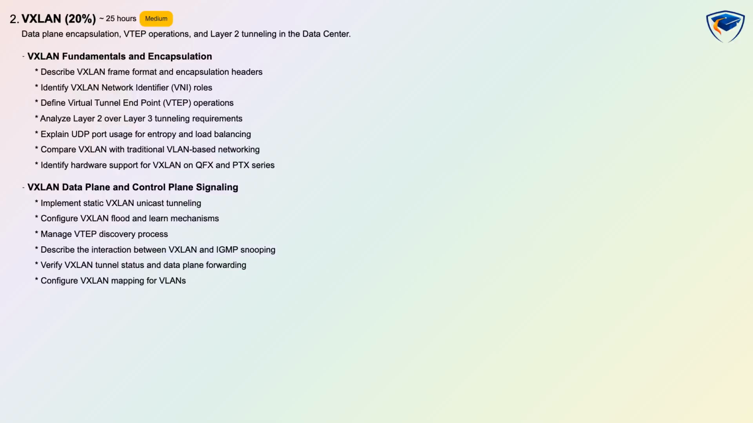The syllabus also tests data plane and control plane signaling for VXLAN including static unicast tunneling, flood and learn mechanisms, VTEP discovery and verification, IGMP snooping interaction, and mapping VLANs into VNIs for correct forwarding.